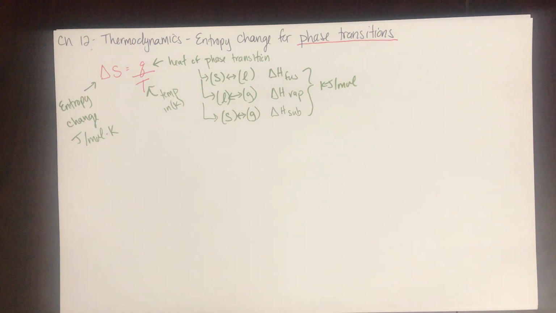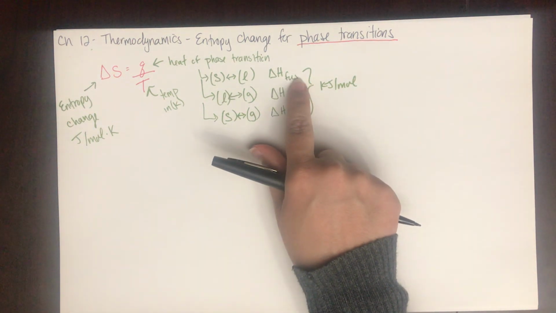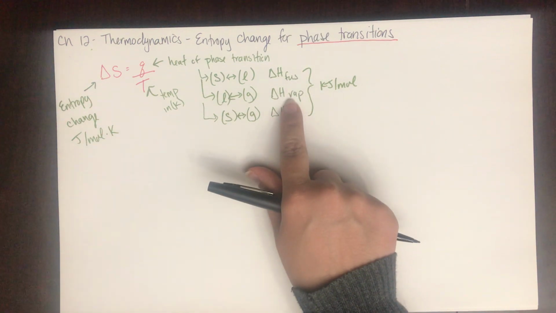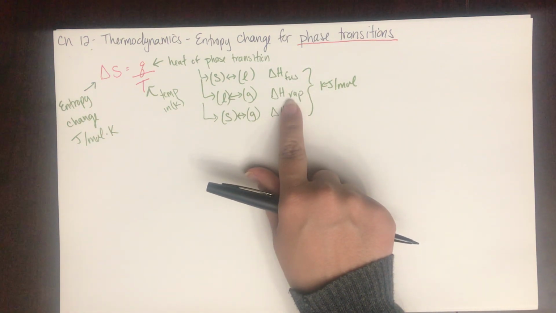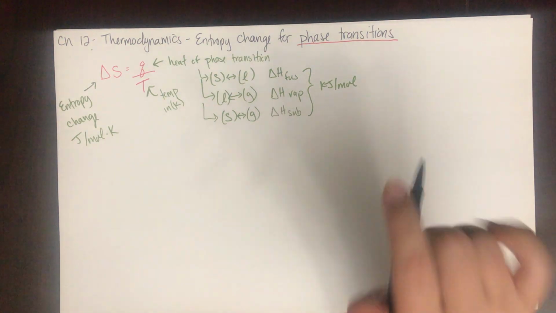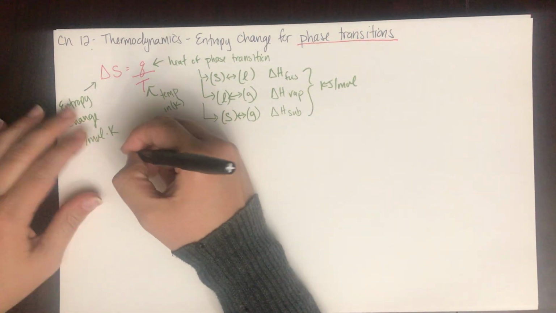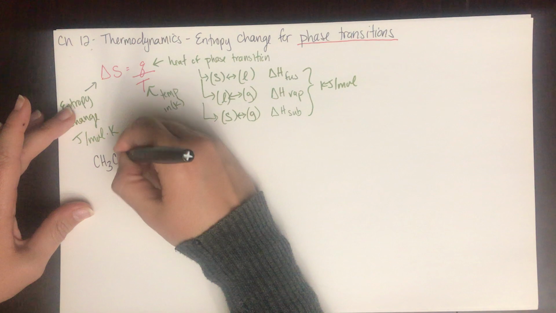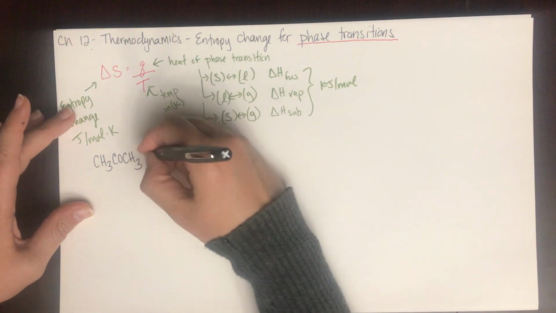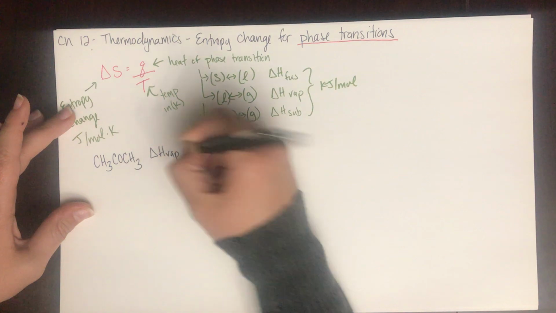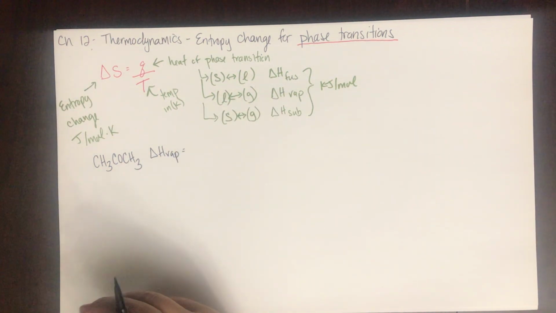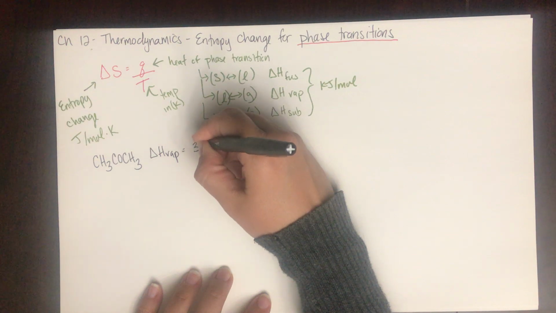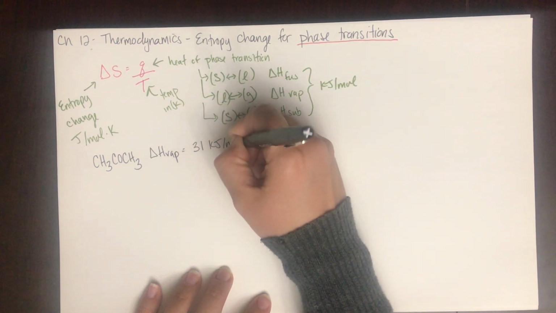It gives us the heat of vaporization for acetone, from a liquid to a vapor. So I'm going to have, here's acetone. And the heat of vaporization is 31 kilojoules per mole.